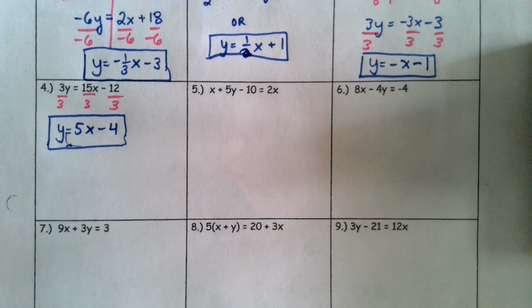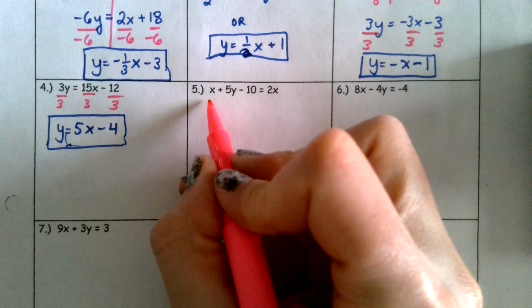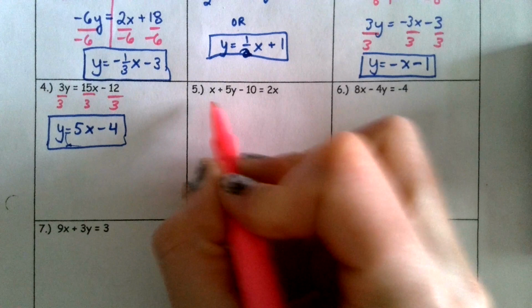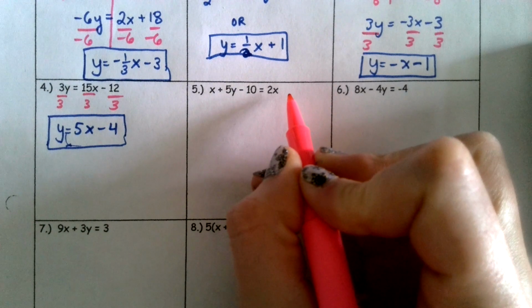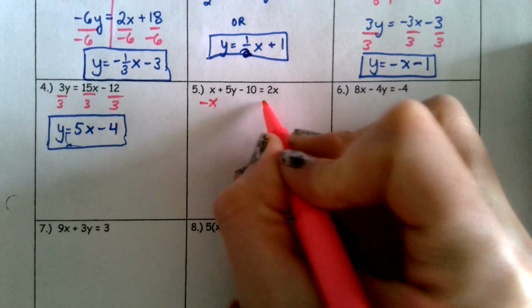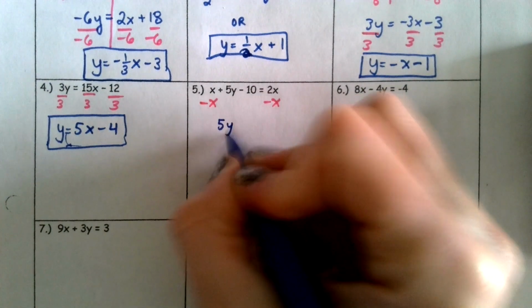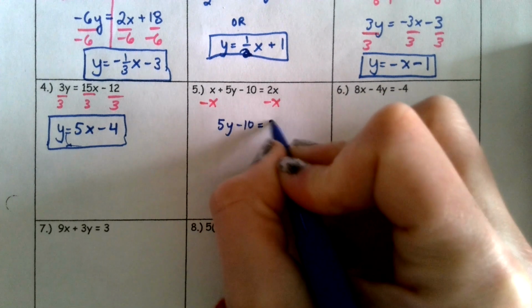Number 5, again, is a little bit more involved than the last example, so they kind of vary in difficulty as we move through these examples. Number 5, I would start this one out by taking away x from this left-hand side so that it moves over to the right-hand side of the equation to join the 2x over here. So we're going to start off by subtracting x from both sides. So now we'll have 5y minus 10 equals 1x, or just x.